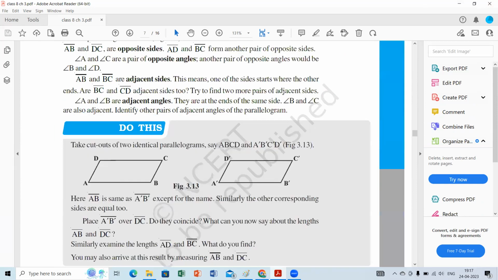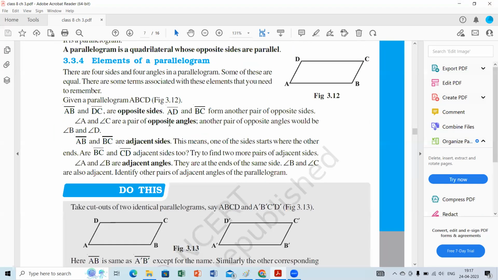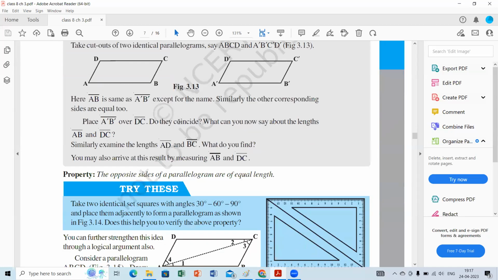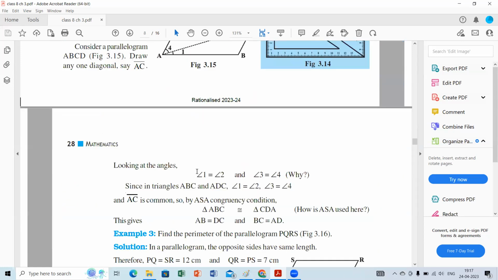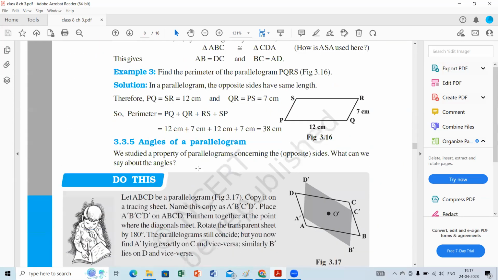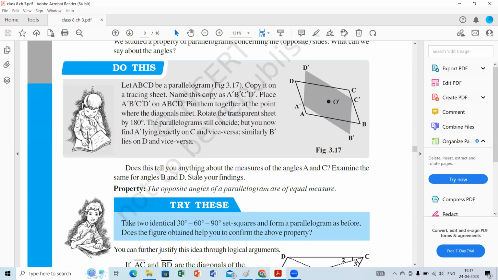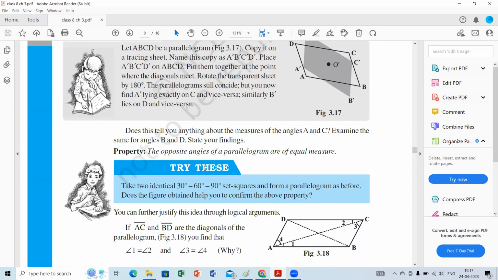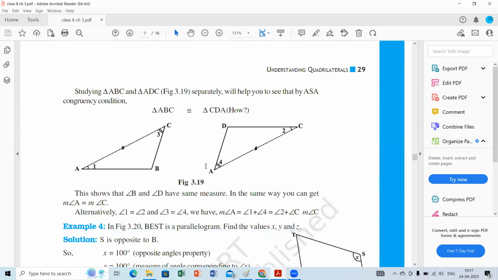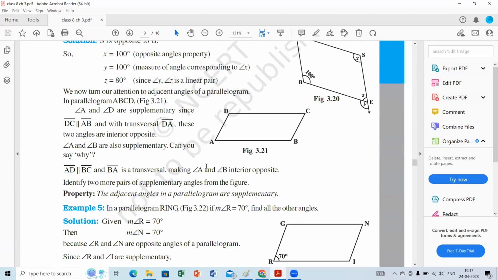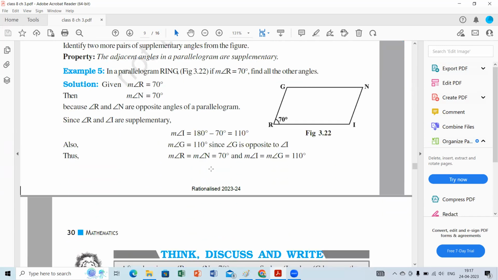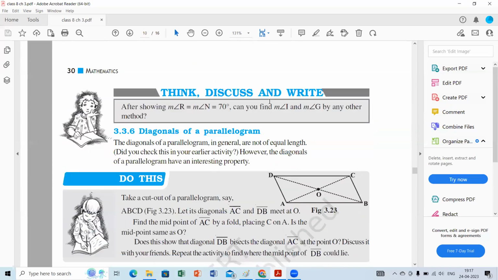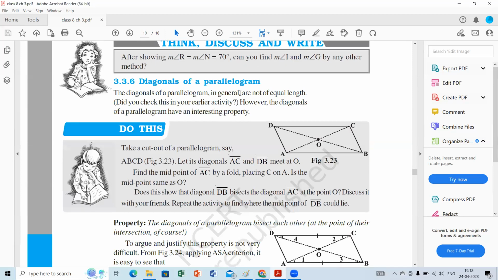Parallelogram was done, right, children? About the parallelogram, opposite sides are parallel and equal. That's about the sides. And what other property? Opposite angles are equal. Adjacent angles of non-parallel sides are supplementary. Very good. Adjacent angles are also supplementary. Yes or no? Yes, ma'am.